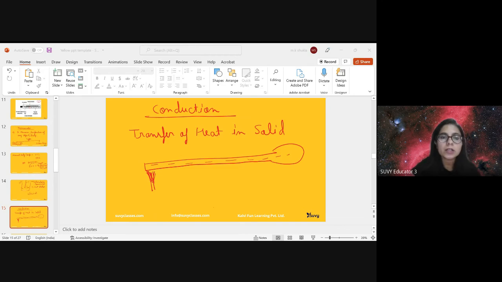Now, what are conductors? Conductors are the materials that allow the transfer of heat through them easily. For example, your aluminium, your iron, your copper, and your steel. These are the conductors. Conductors allow the heat transfer in them very easily. And conductors are categorized into two groups.